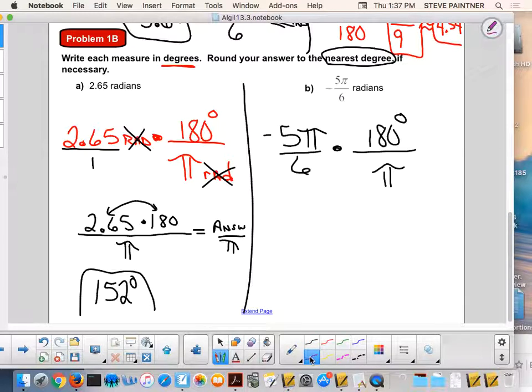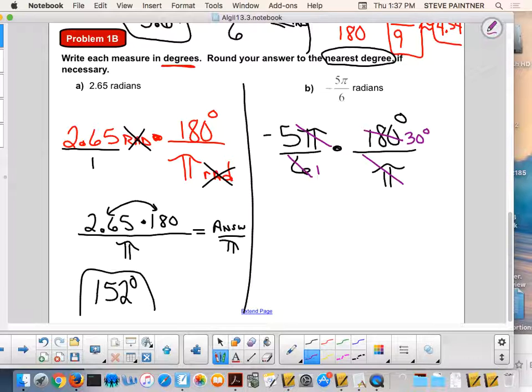Do you notice anything canceling right away? Pi. Yeah, it's just a number. It's like 3.14 over 3.14. They would just cancel out. Anything else cancel before I multiply? 6. Yeah. 6 goes into 6 once. 6 goes into 180 what? 30. 30 degrees now. Okay.